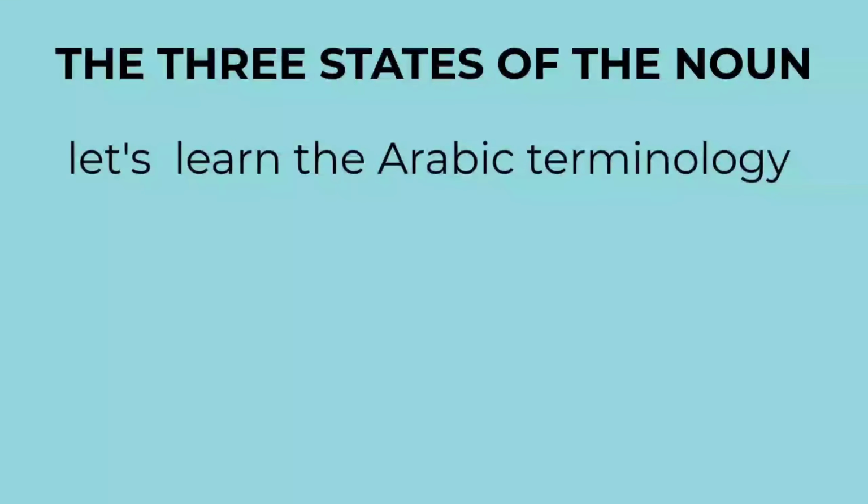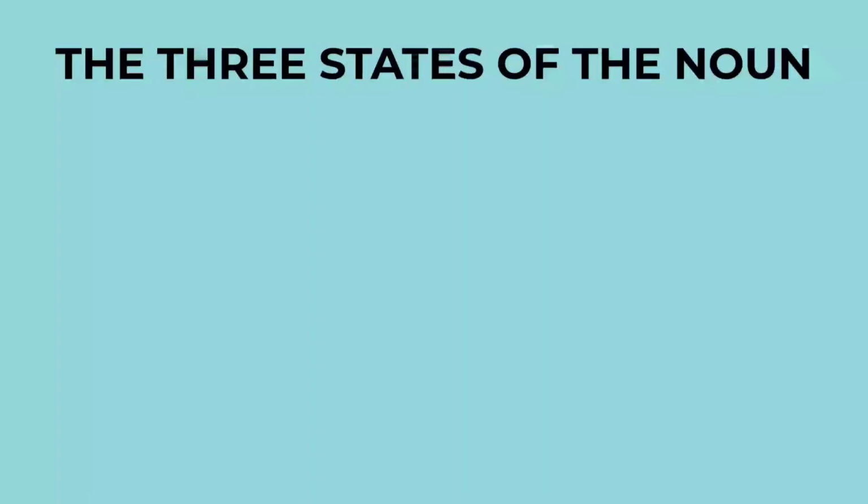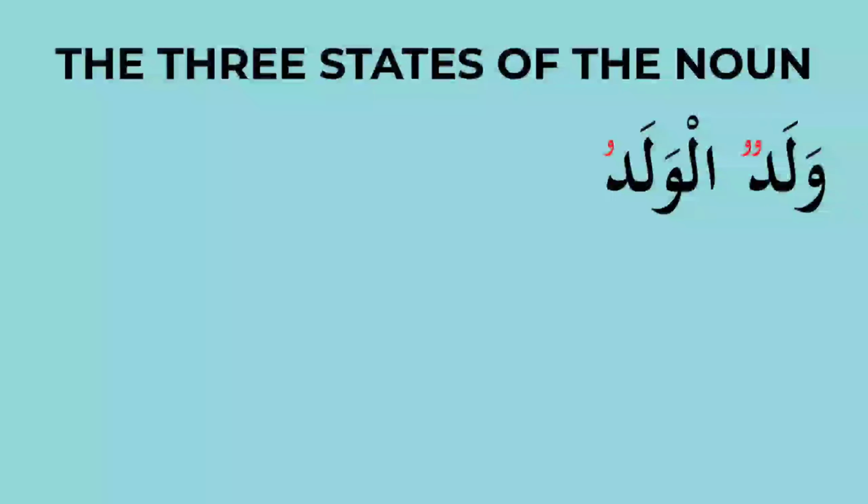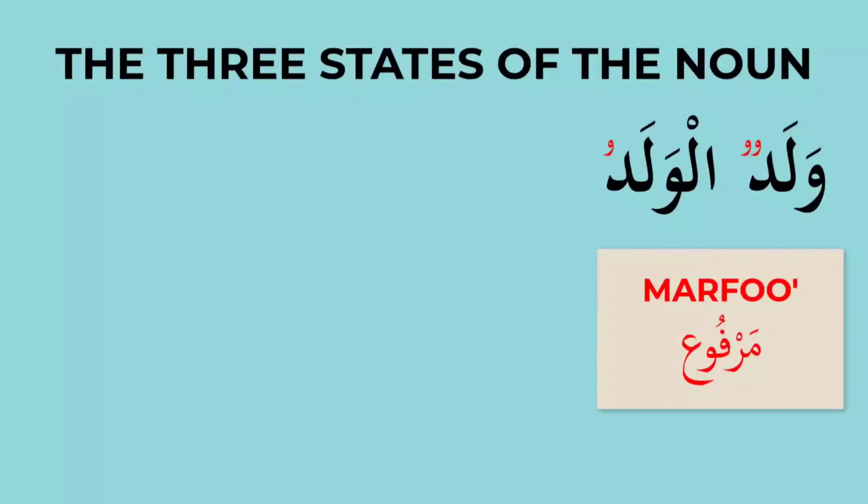If the noun ends with a dhamma, be it a tanween or one, be it a tanween or a single dhamma, it is called marfu. What is it called, brother? This you will have to memorize. Marfu. You will say the noun is marfu. Okay? What do you call it in English? You will call that it is in nominative case.